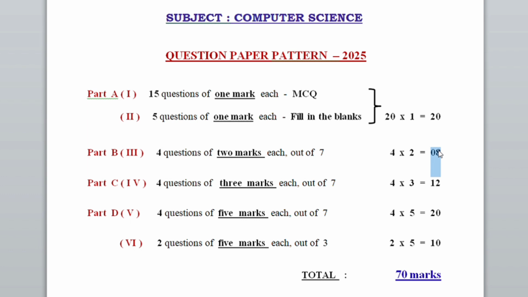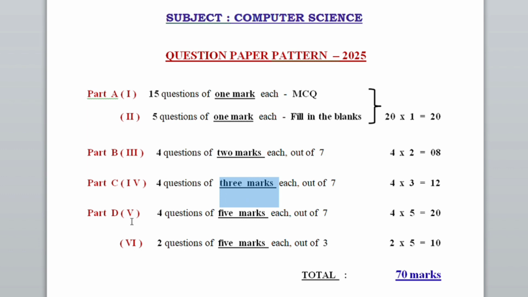4 into 2. Then Part C, the fourth main, again you need to answer 4 questions out of 7. Earlier it was 8 questions, now it is reduced to 7, and each is for 3 marks. So you need to answer 4 questions out of 7, so it is 4 into 3, 12.